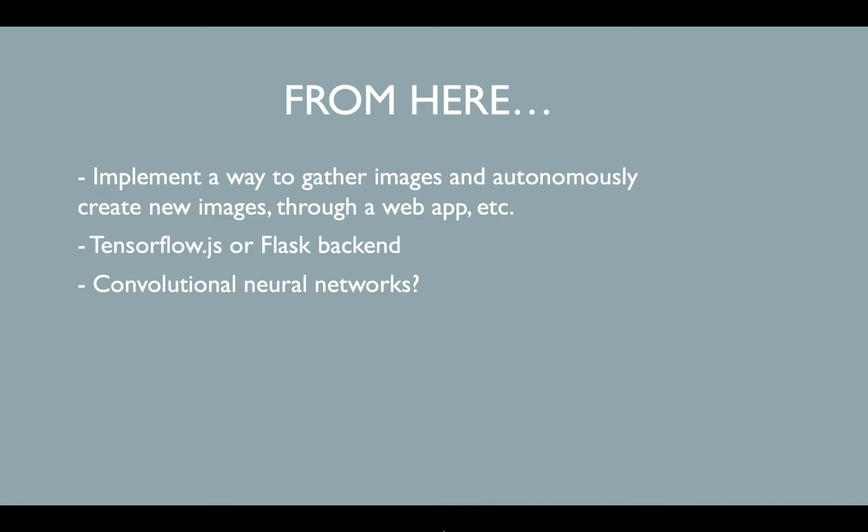All right, so hopefully that was able to give you a good sense of how to create your own test set and images to be able to pass into your model after pre-processing it and predicting the label. So from here, you can implement a way to gather images to predict autonomously. There may be like a web app or something, and connecting that to maybe like a TensorFlow.js or Flask backend with your model. Also, the convolutional neural network is a different type of neural network that actually is much more efficient for image classification.